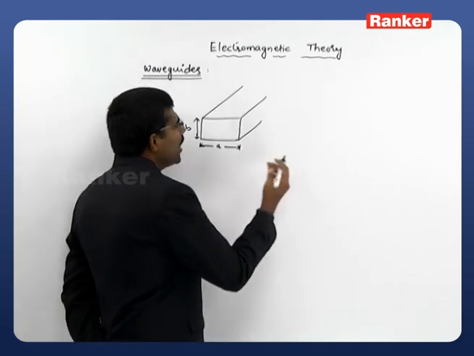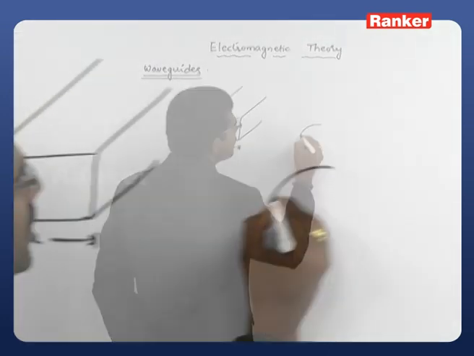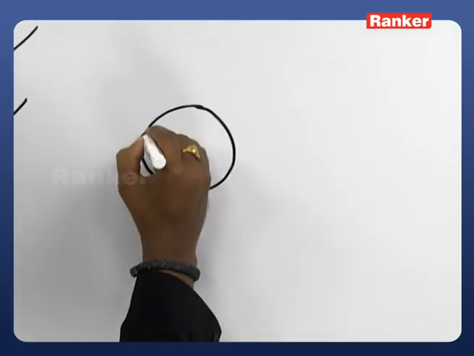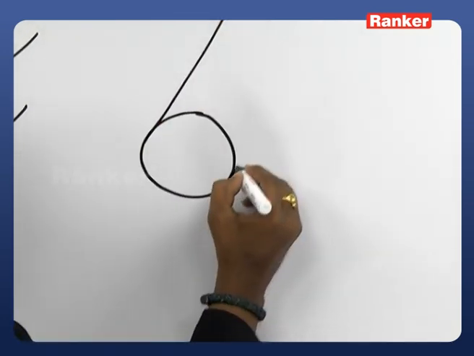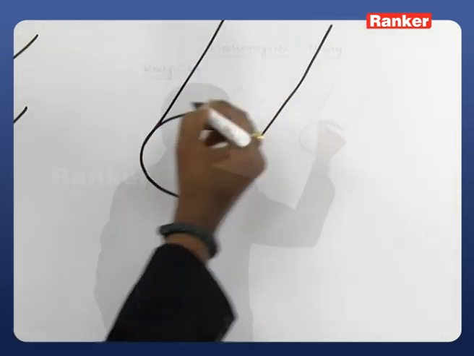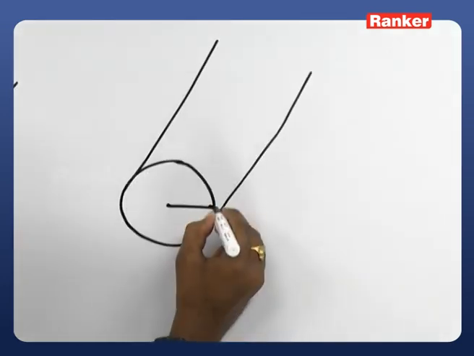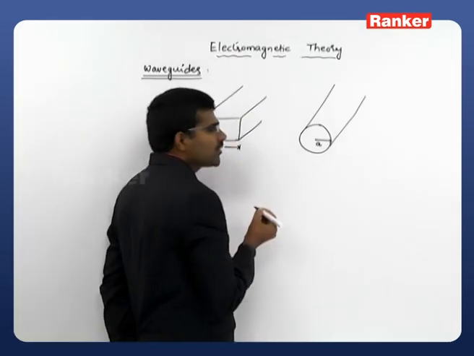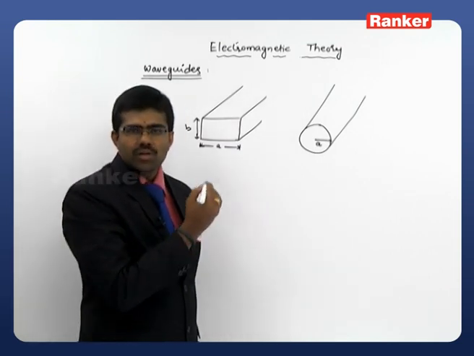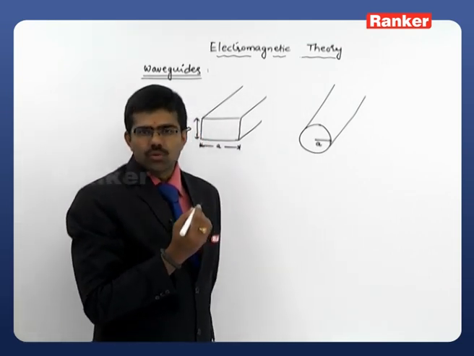Similarly we have one more type of waveguide, the circular waveguide. The name itself indicates that the shape of the waveguide is like a circle. So this is a circular waveguide. Here we consider the inner radius of the waveguide as A, which plays an important role while the wave is propagating through it.